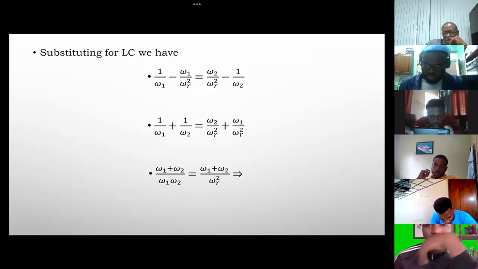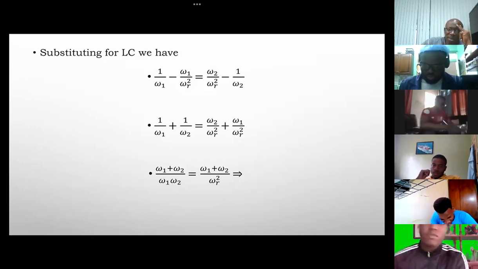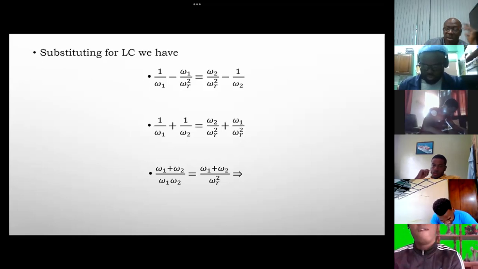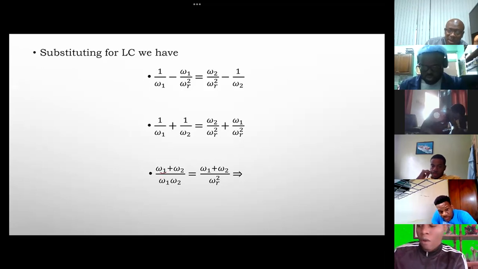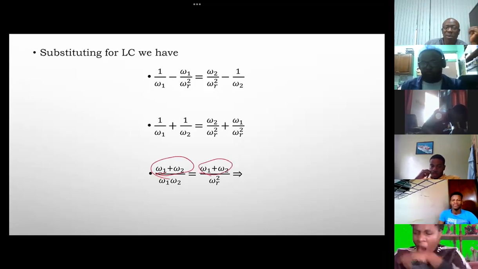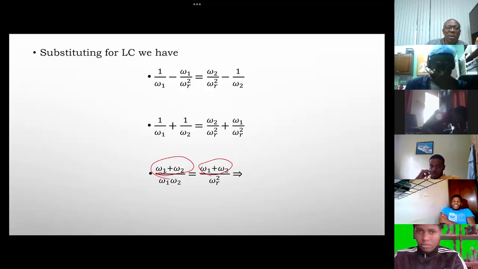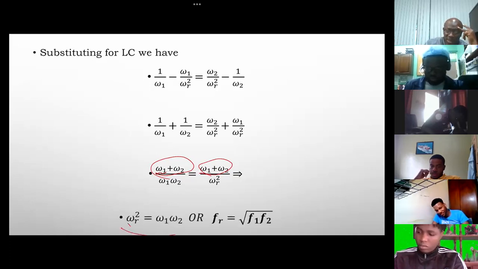So since we have this, gentlemen and ladies, what I'm going to drive at is that if we have two fractions that are equal, and it is clear that the numerators are equal, then it stands to reason that the denominators must be equal. Does that go? So we use that fact and we are able to say that omega R squared is equal to omega 1 times omega 2.